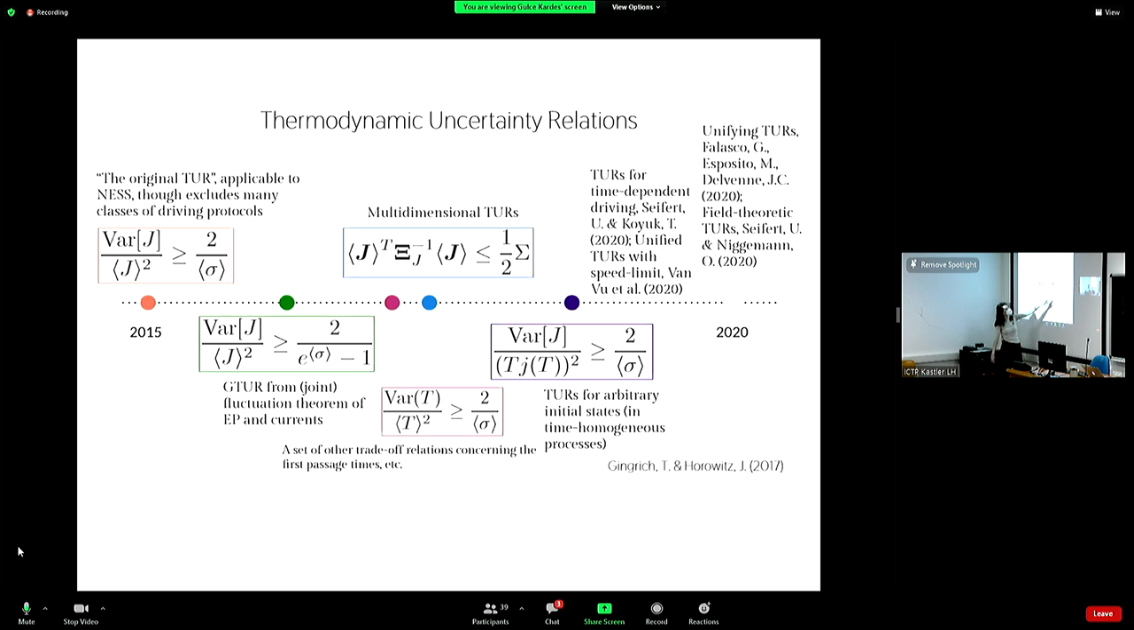Okay, I will send the reference. Sorry, yeah, Leo, I guess. I'm going to send all of these references to the Slack channel. People derive TURs from field theory and so on and so forth. So this is how the field is going right now.